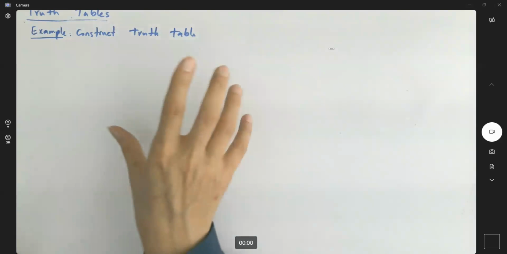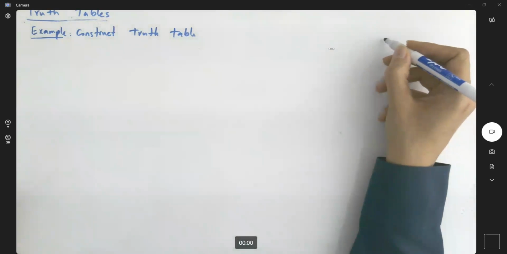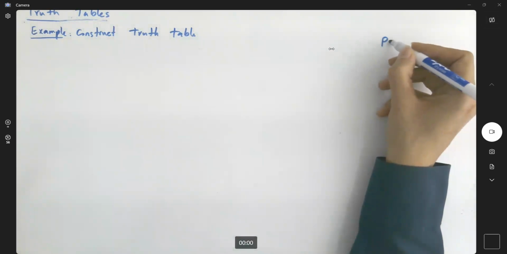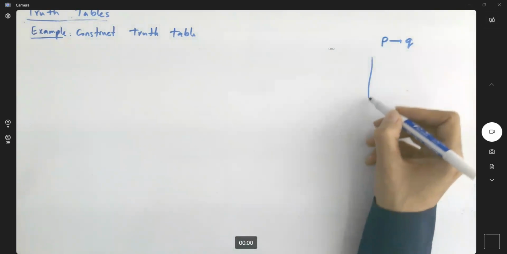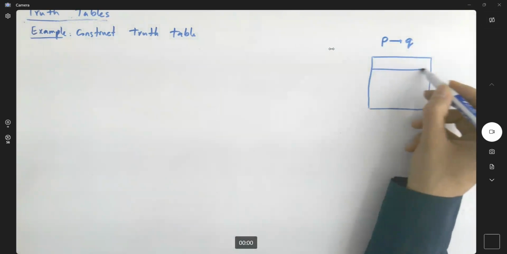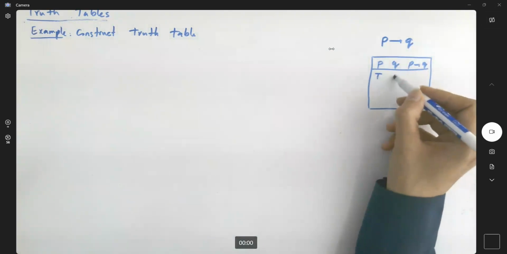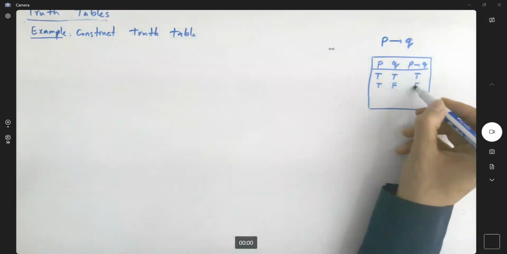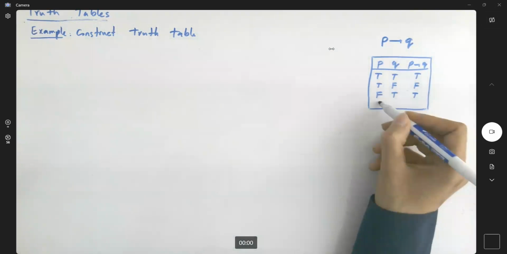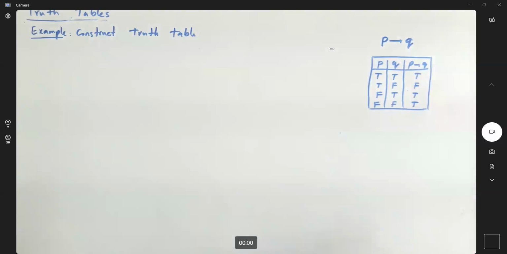Now we're going to just focus on implication. Recall that for P then Q, they had the following scenario. P, Q, P then Q: true, true, true; true, false, false; false, true, true; false, false, true. This is what we learned. This is what we memorized. This is what logic requires, right?